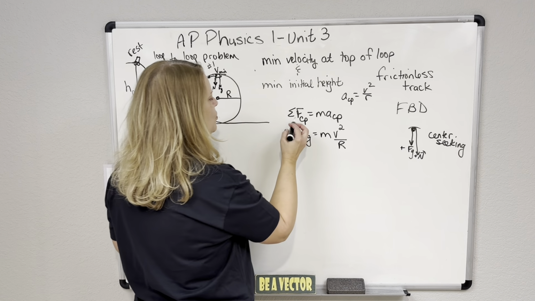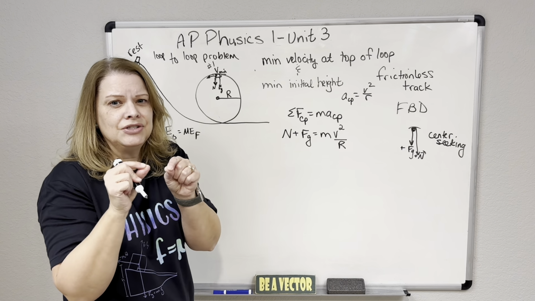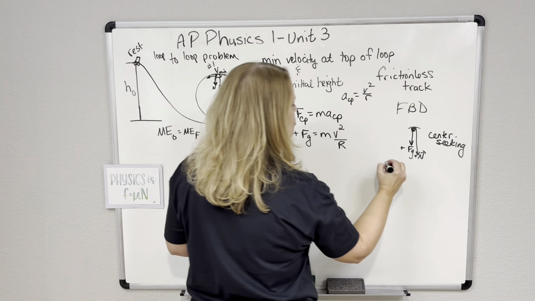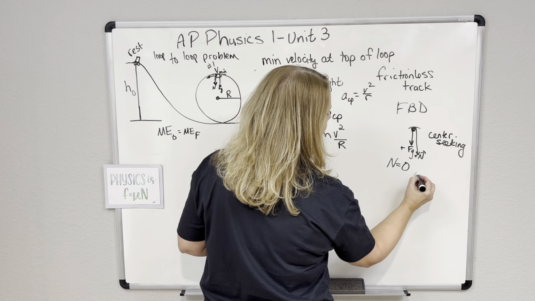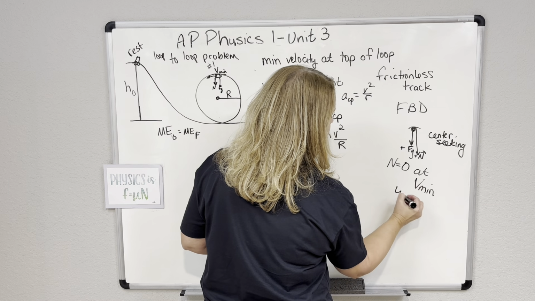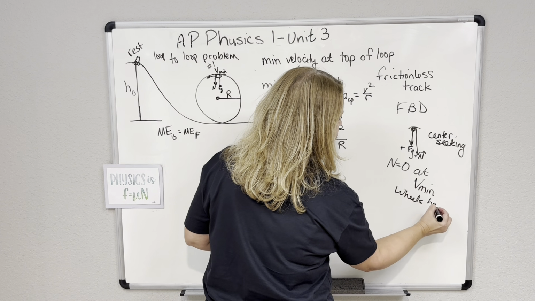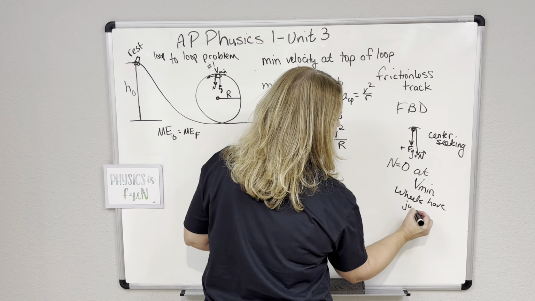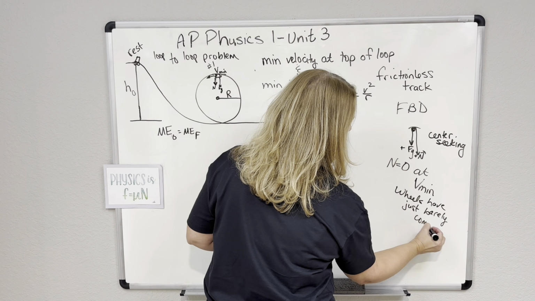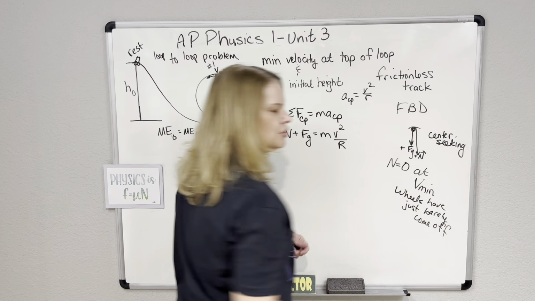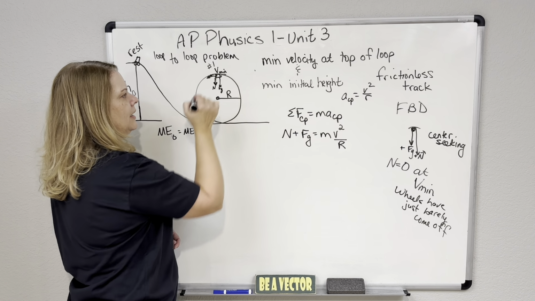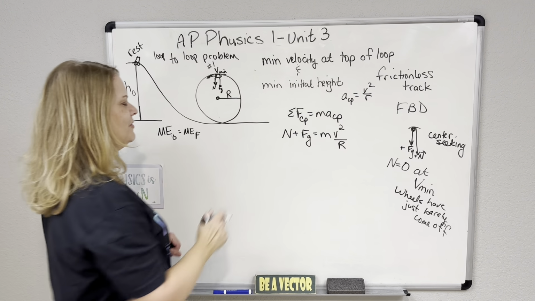But if the wheels have just come off, it's not touching. That means there's no normal because there's no surface pushing on it at all. So normal equals 0 at minimum velocity because the wheels have just barely come off the track, or lost contact, we should say, with the track. But they're going to pick up. The wheels are going to pick up right here, and you're going to go around the loop, and everything's going to be fine.